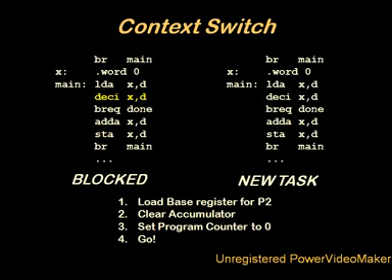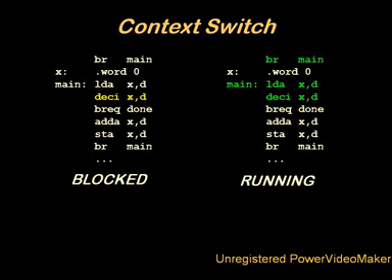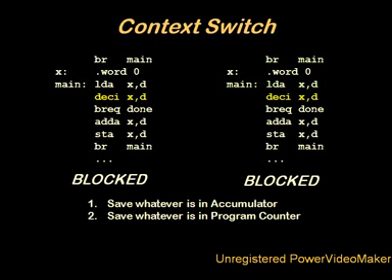For that task, we're going to have to load its base register and clear the accumulator, because it doesn't want stuff in it from the beginning. It's probably assuming it's going to be 0. Set its program counter to 0, and then let it rip. And not surprisingly, it'll execute the same 3 instructions, and then it'll block, waiting for input. We'll save whatever it left in the accumulator, along with its program counter, and now we just have to wait for one of those inputs to complete.